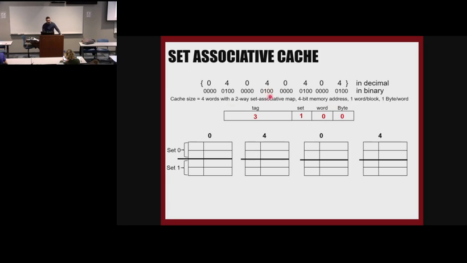So now we have the first address. It means that we have to check this bit, the first bit, and that is telling me whether I should look at set 0 or set 1.